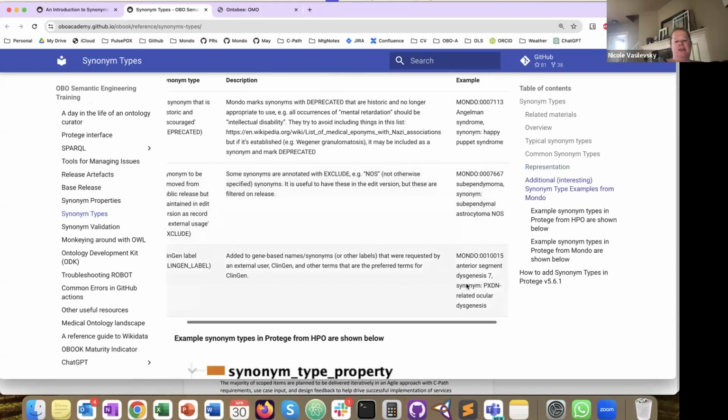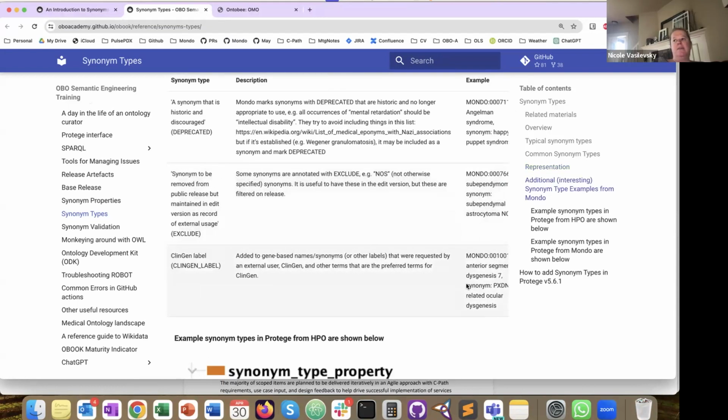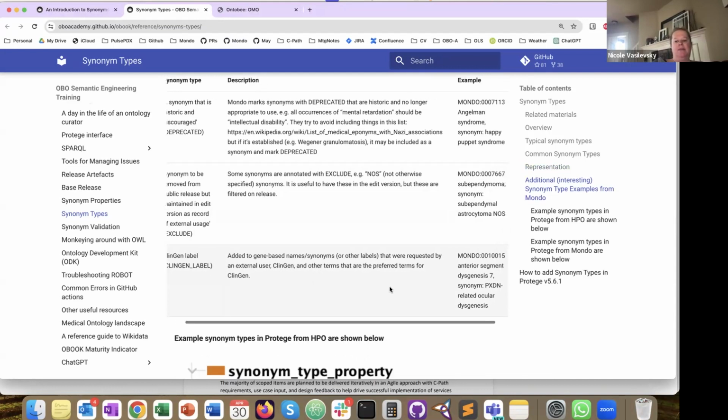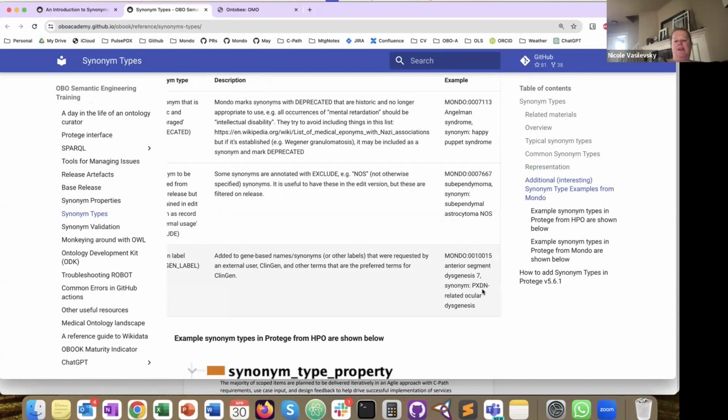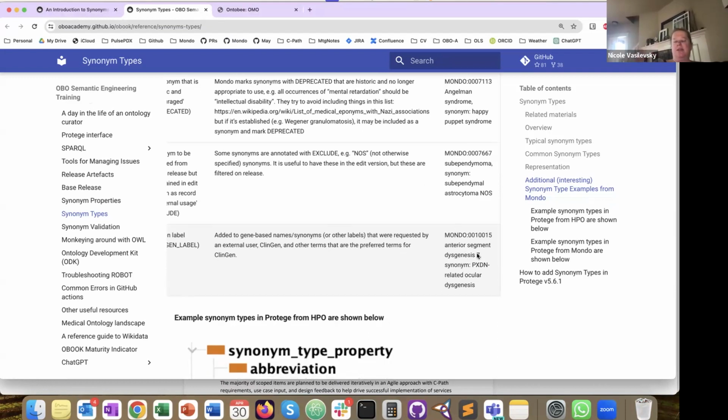And then, as I mentioned, we also add, with this one specific use case with a community we work with who uses our ontology, specific labels for their community because they prefer a specific type of disease naming nomenclature where they add the gene name to the disease. So they have PXDN related ocular dysgenesis. And this differs from the naming conventions that are used by OMIM, the Online Mendelian Inheritance in Man, where they name the phenotype and then create a numbered series that corresponds to the genes.